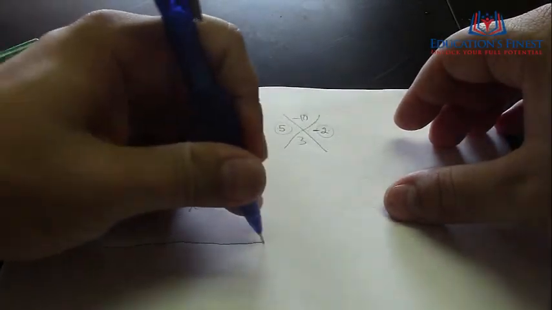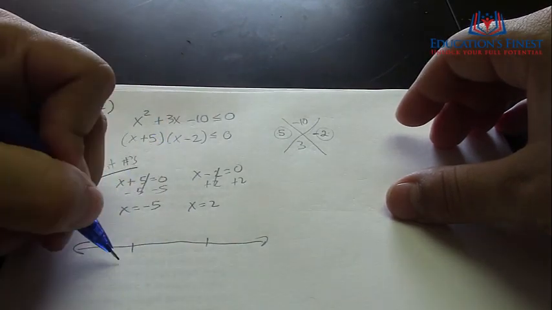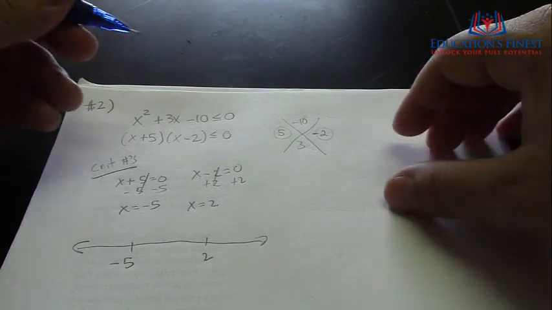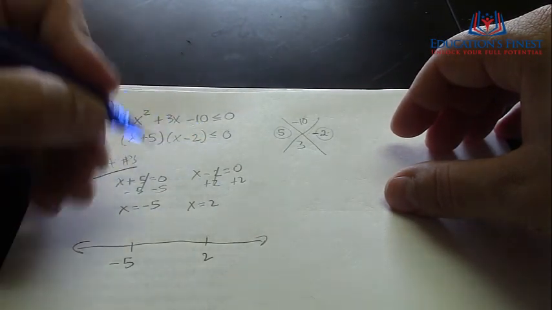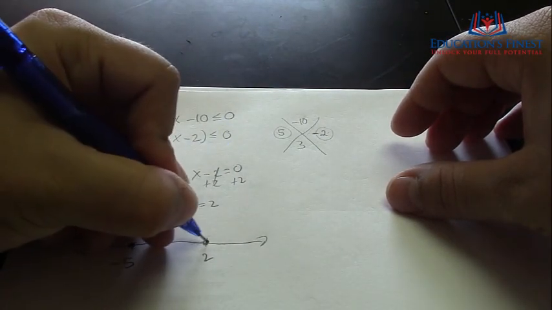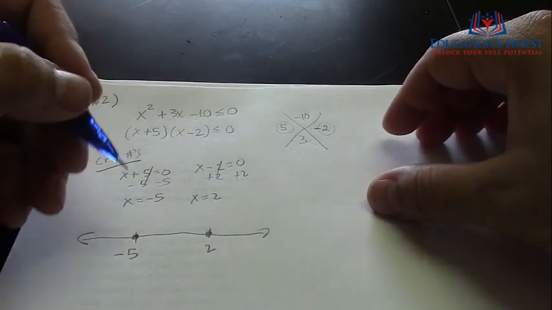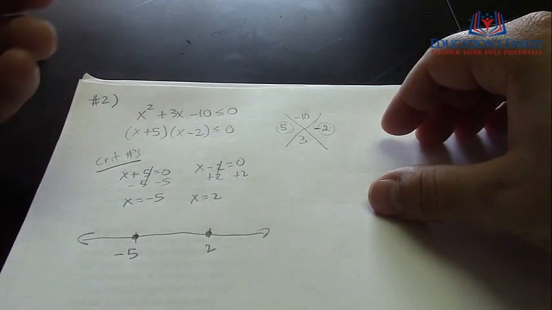So you just plop this on a number line, okay? You just got to put these two guys here, negative 5 and 2. Just make sure they're in order. Now, look at this thing here. You see how it says equal to? Well, that's going to mean both of these guys are filled in circles, okay? Now, what you got to do is test points, okay? You got to test this section, and this section, okay?